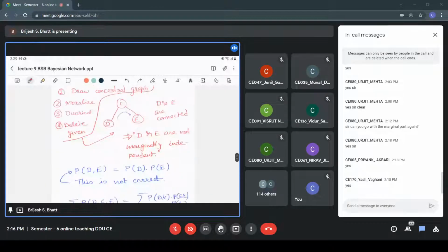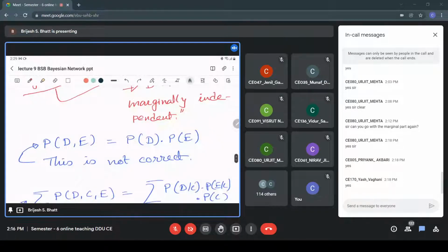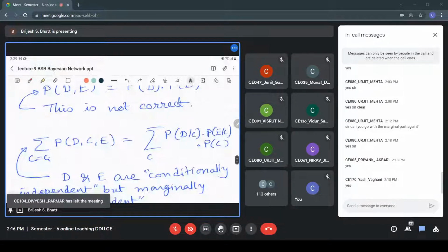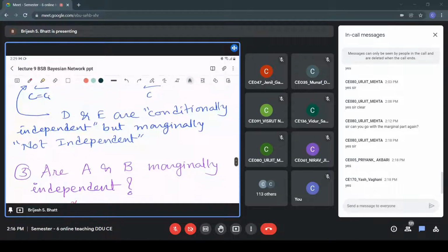So D and E in this kind of graph, D and E are conditionally independent given C, but marginally they are not independent. So to calculate their probability, you need to bring in C, marginalize it, and get the answer. So let us answer a few more questions to make everything clear.